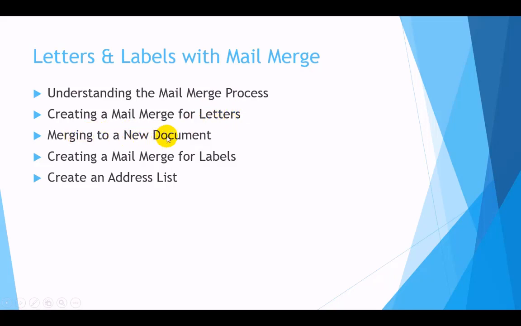After we have created that, we're going to merge that to a new document and explain the reasons why. Then we're going to talk about creating a mail merge for labels so that we can mail those letters out. And then we're going to wrap up with doing an address list.